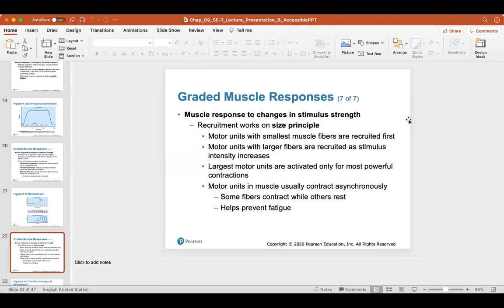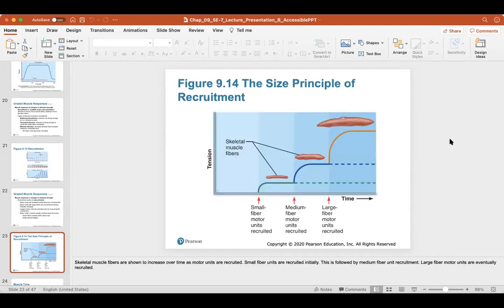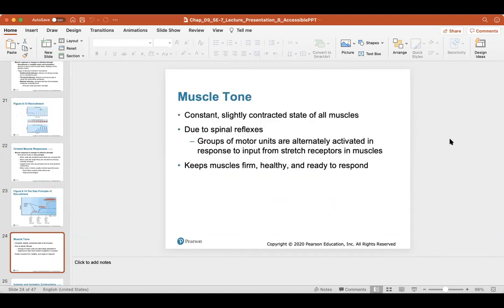Recruitment works on a size principle, meaning the motor units with the smallest muscle fibers are recruited first, and motor units with larger fibers are recruited as the stimulus intensity increases. The largest motor units are activated only for the most powerful contractions, and motor units in muscles usually contract asynchronously, meaning that some fibers contract while others rest, and this helps to prevent fatigue. So here's a look at the size principle of recruitment.